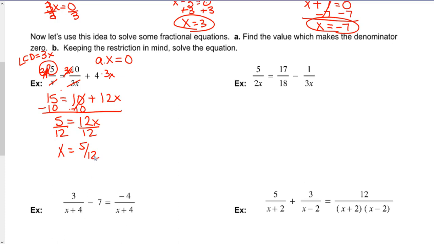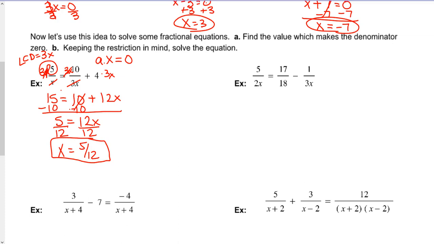Now I say it's a possible answer because you have to compare it with this up here. Did I get an answer of x equaling 0? No. So this is okay. If I would have got x equaling 0, I would have had to exclude that because that's a not allowed number per the domain.